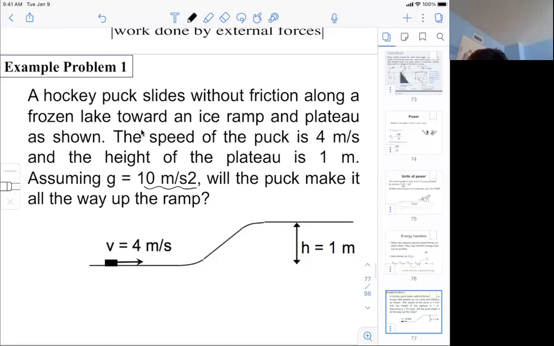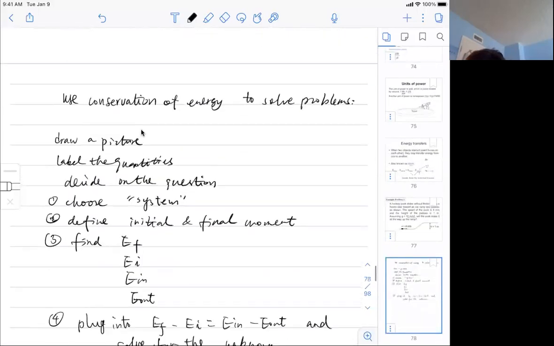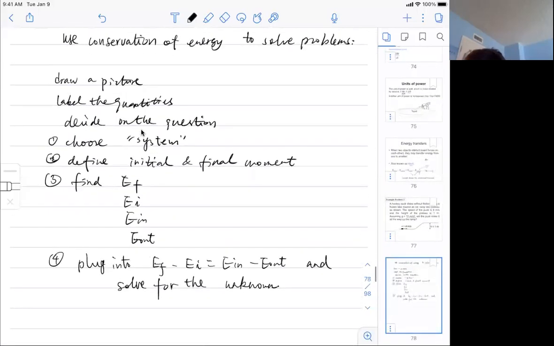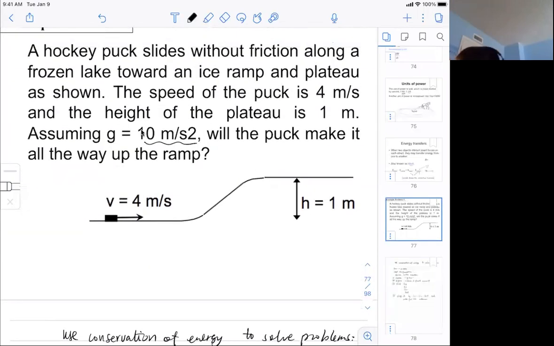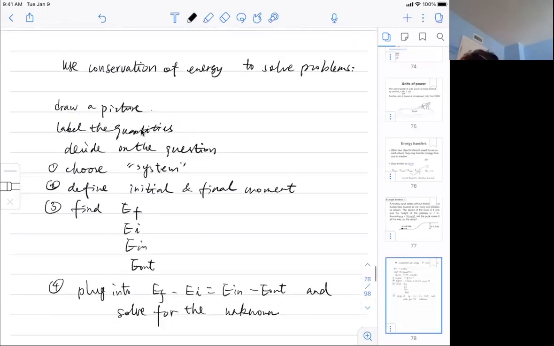Before you go ahead and do that, again, I want to model the steps of solving these types of problems. As we said earlier, for any kind of physics problem, first you draw a picture to visualize the situation. You label the quantities, mass, velocity, and so on, put them on your picture, and you decide what the question is. So this question, will the puck make it all the way up the ramp? Now realize that didn't really tell you what quantity to solve for. You have to figure out which quantity you want to solve for. Decide on what question you want to answer.